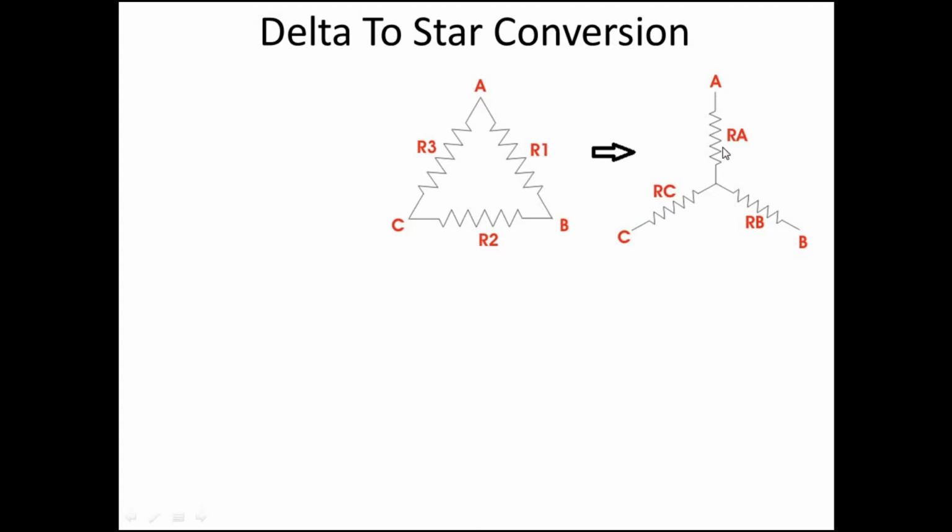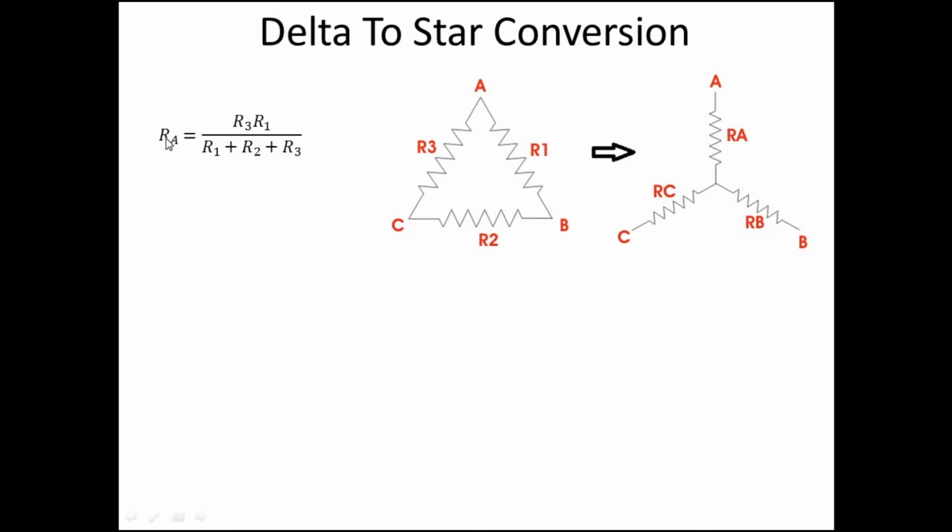This is the equivalent resistance for a star connection. If we are converting this delta into star, we will know R1, R2, R3, so we have to find RA, RB and RC. We have to write the equations for RA, RB, RC in terms of R1, R2, R3.